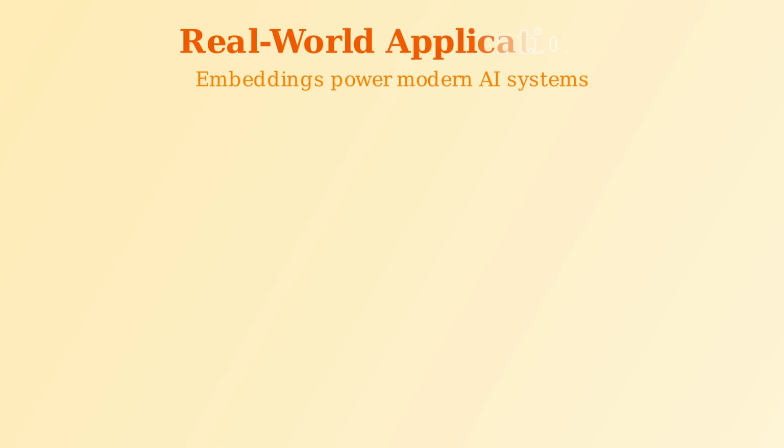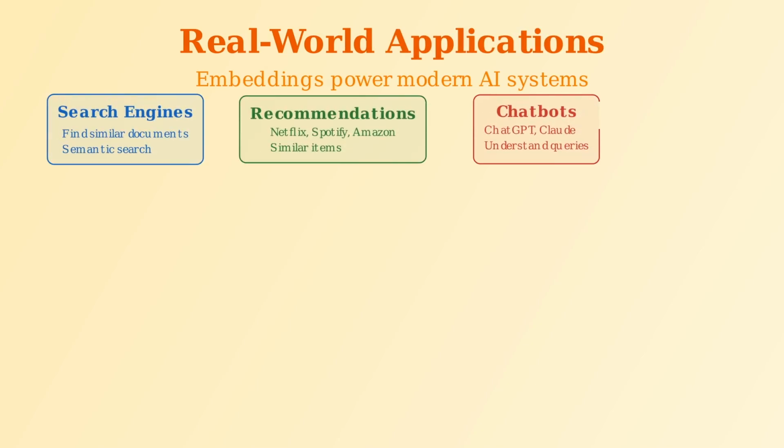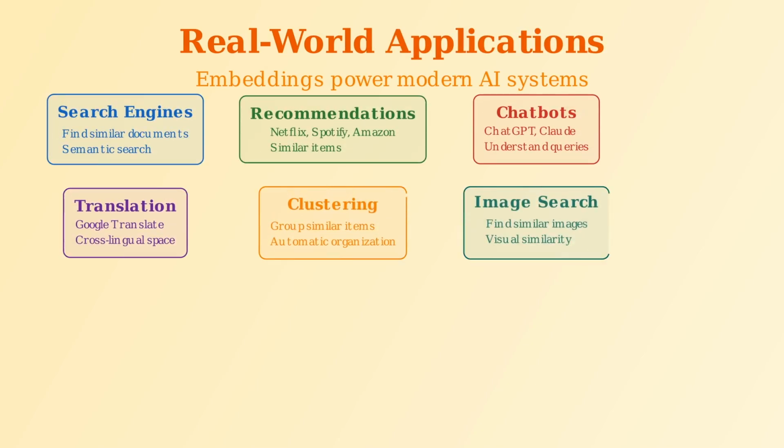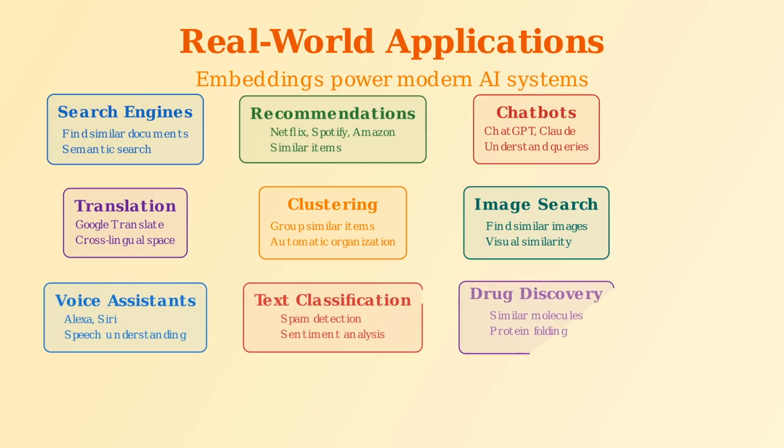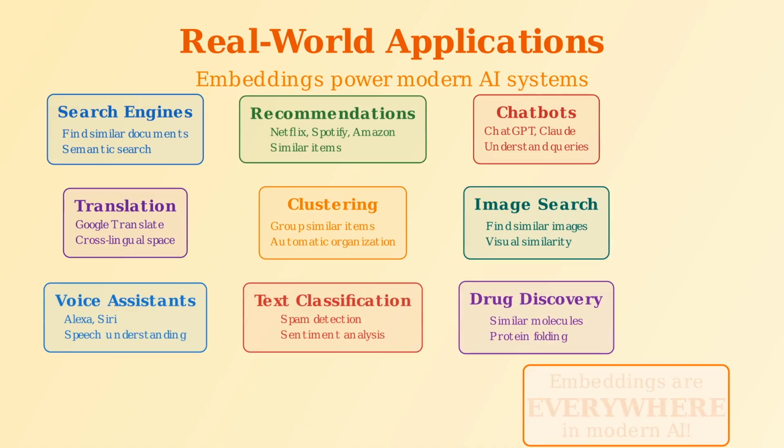Embeddings power virtually every modern AI system. Search engines use them for semantic search, finding documents by meaning rather than just keywords. Recommendation systems at Netflix, Spotify, and Amazon use embeddings to find similar items you might like. Chatbots like ChatGPT and Claude use embeddings to understand your queries. Google Translate uses multilingual embeddings where different languages share the same space.